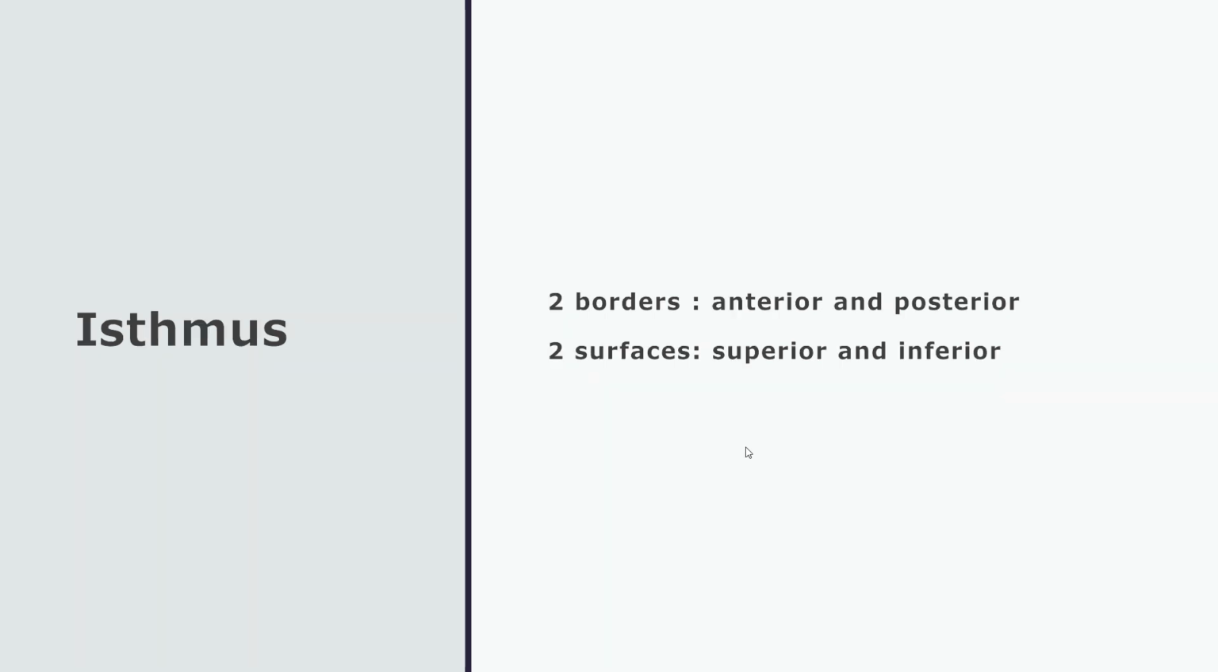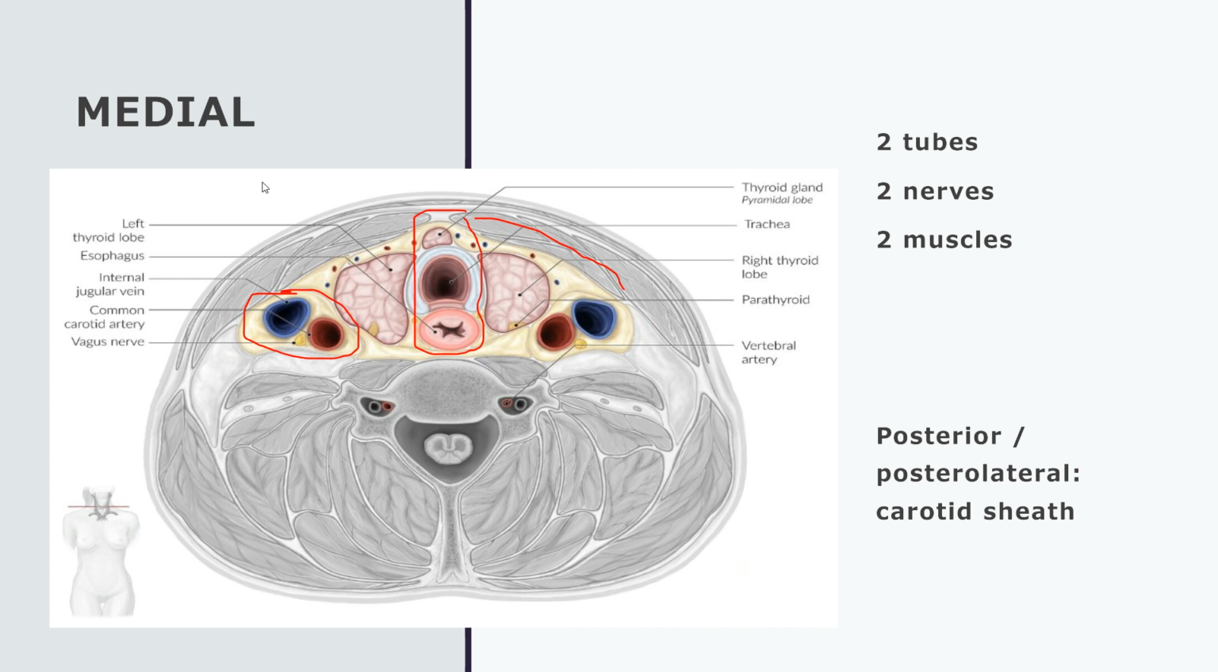Next of all, we are going to see about isthmus. So isthmus is a part which connects the right and left lobe of the gland. So this connection is isthmus. So it consists of two surfaces and two borders, anterior and posterior surface, superior and inferior borders. So in this image we are going to see about its location, that is parts and surface of isthmus.